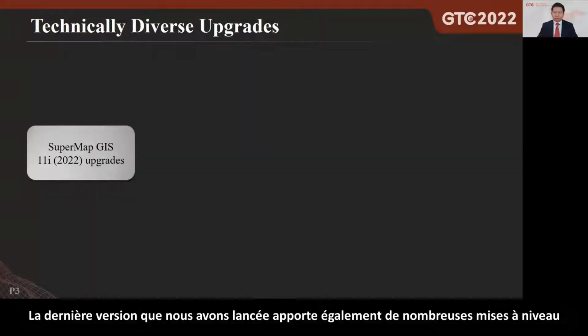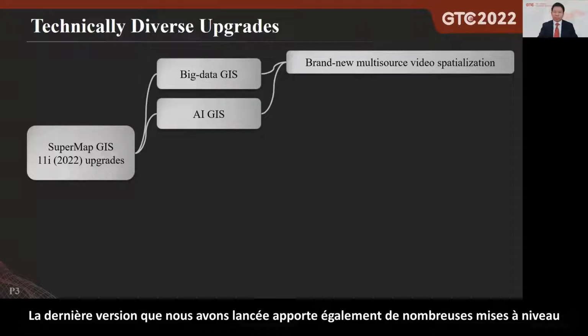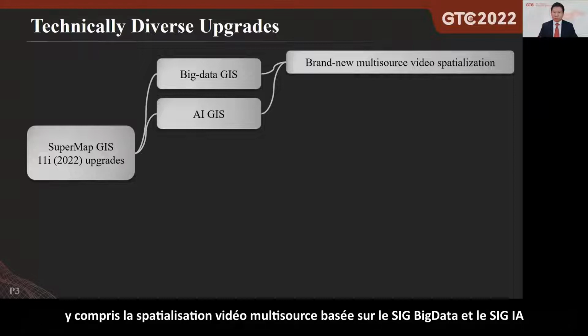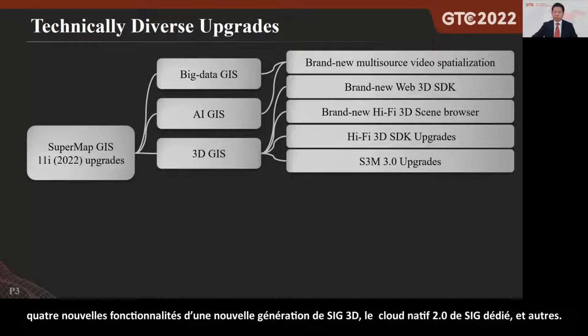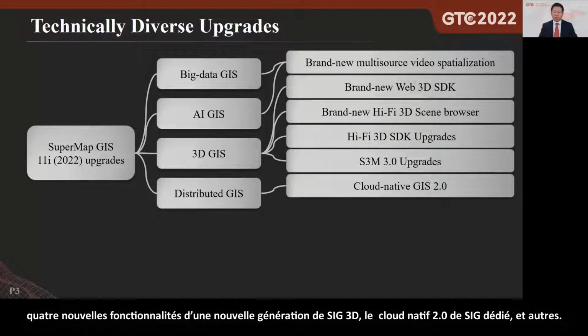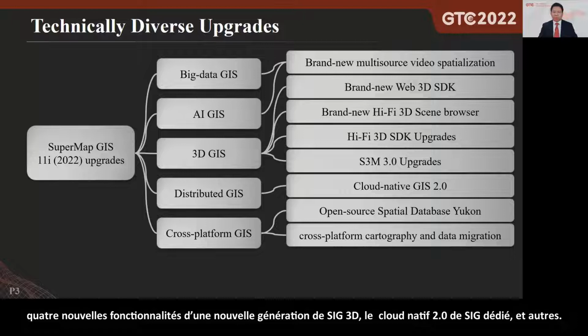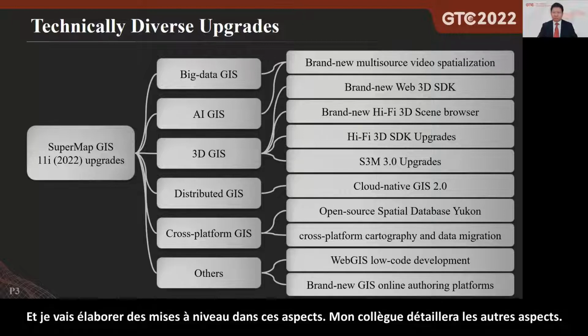The latest version we launched also brings a lot of upgrades, including multi-source video spatialization based on Big Data GIS and AI GIS, 4 new features of 3D GIS, Cloud Native GIS 2.0 of distributed GIS, open source spatial database Yukon, and others. I'm going to elaborate on the upgrades in these aspects. My colleague will detail the other features.